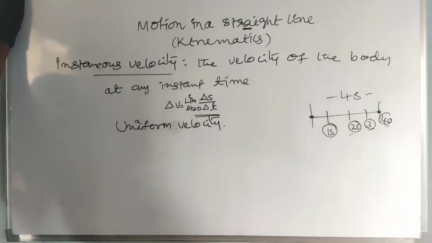Okay, uniform velocity. Uniform velocity means that the particle is moving with equal displacements in equal intervals of time. Then the body is said to have uniform velocity.